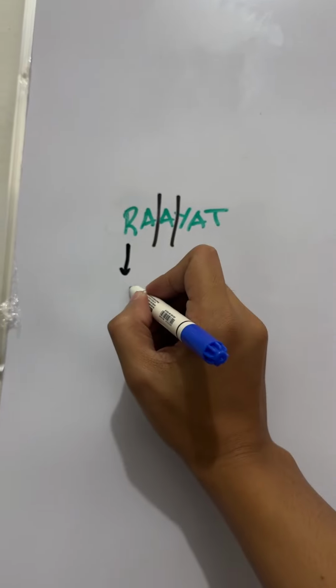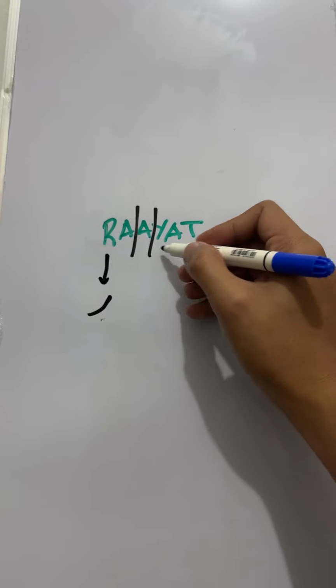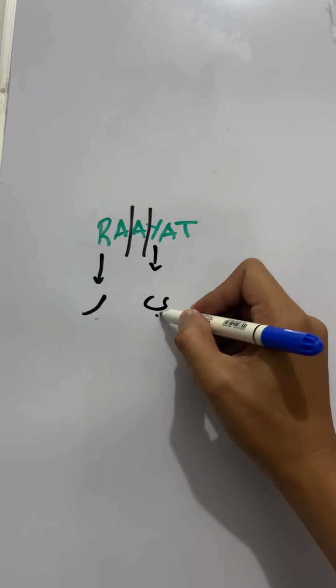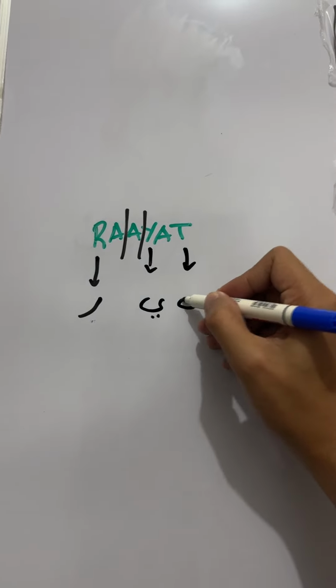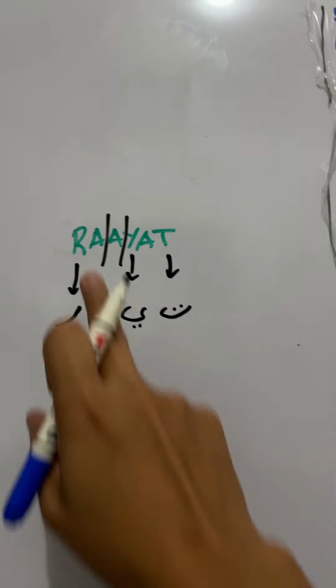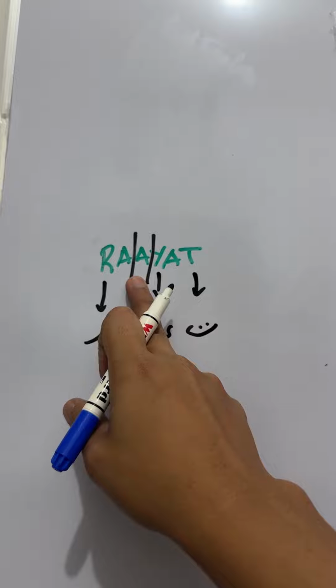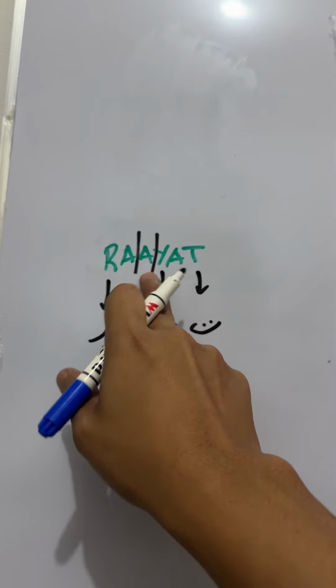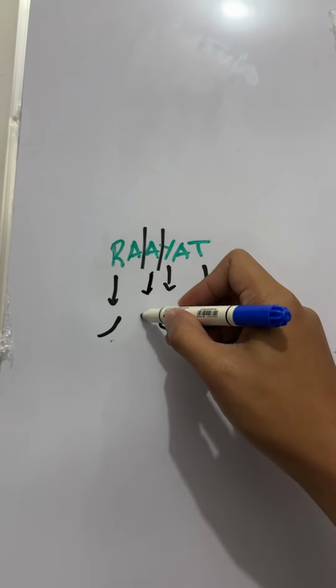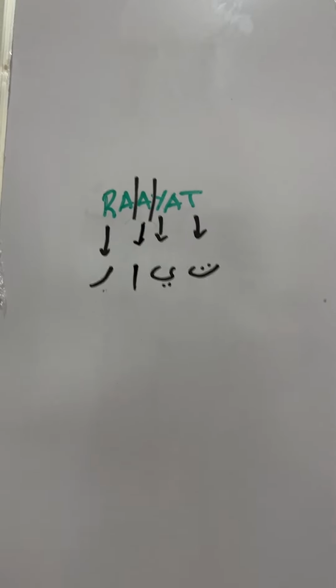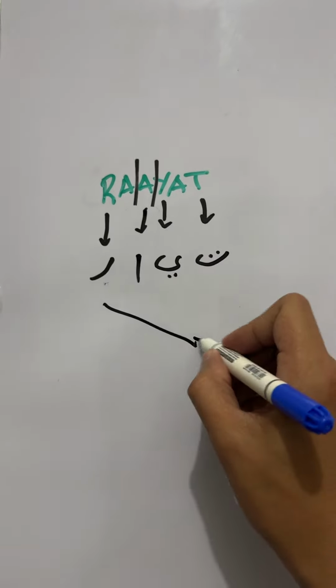So R is ra, then ya, and lastly ta. But we have a double vowel, and this alif stands alone because it is inside one syllable, so we need to add the alif inside it. Okay, so let's write them from right to left.